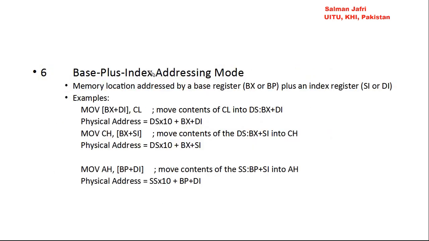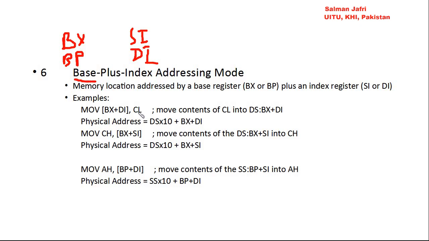Now let's look at base plus index addressing mode. In base plus index addressing mode, as the name says, we have a base register which can either be BX or BP. These are the two base registers. It is followed by an index register which might be SI or DI, source index or destination index. So an example would be move [BX plus DI], CL.